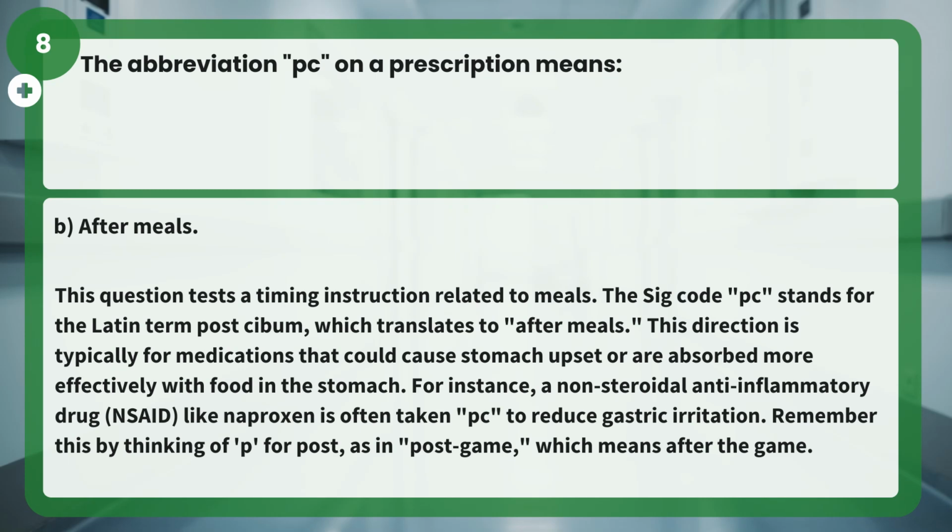Answer: B. After meals. This question tests a timing instruction related to meals. The SIG code PC stands for the Latin term post cibum, which translates to after meals. This direction is typically for medications that could cause stomach upset or are absorbed more effectively with food in the stomach. For instance, a nonsteroidal anti-inflammatory drug, NSAID, like naproxen, is often taken PC to reduce gastric irritation. Remember this by thinking of P for post, as in post-game, which means after the game.